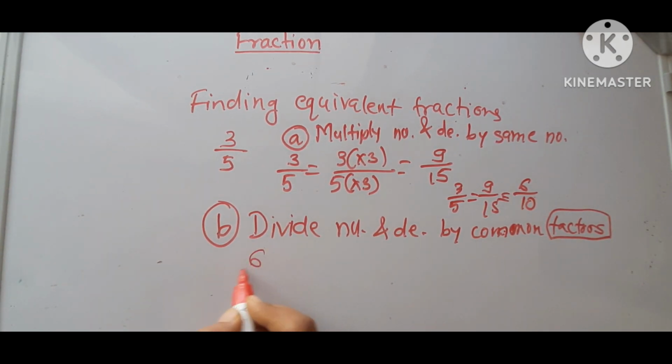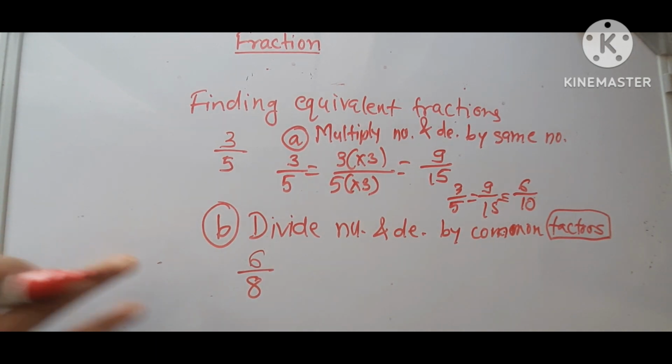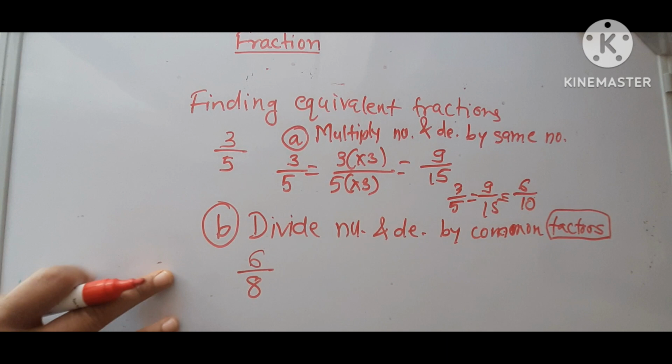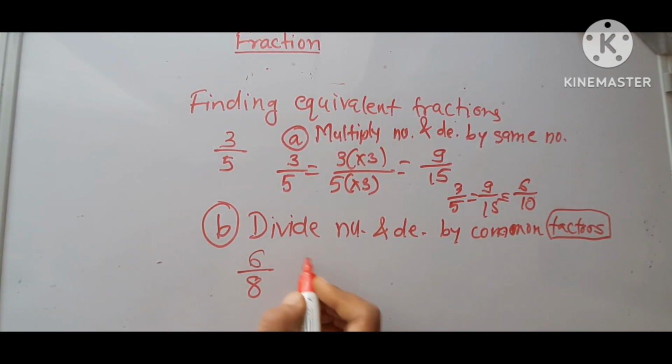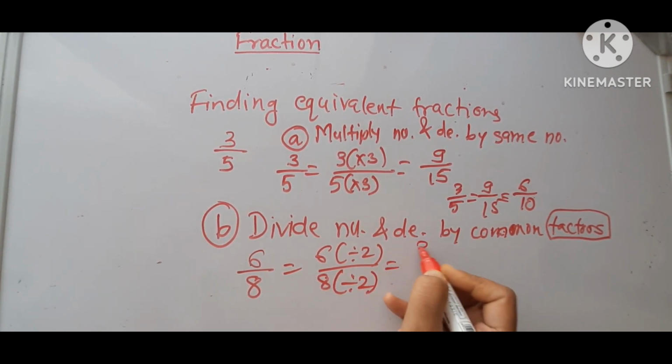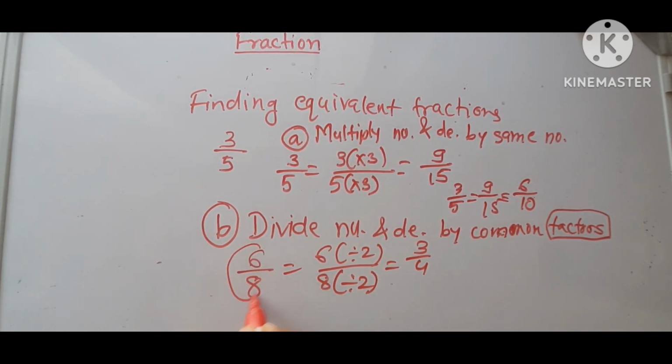Suppose they have given us the number 6 by 8 and asked us to find the equivalent fraction of 6 by 8. We know we can divide 6 by 2 and we can divide 8 by 2. So 2 is a common factor for 6 and 8. So 6 divided by 2, 8 divided by 2, and what I get is 3 by 4. So the equivalent fraction of 6 by 8 is 3 by 4.